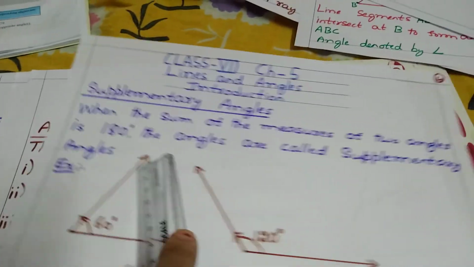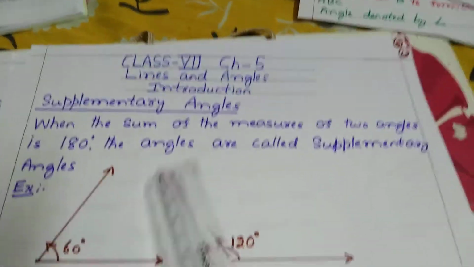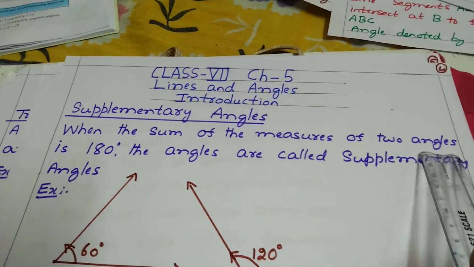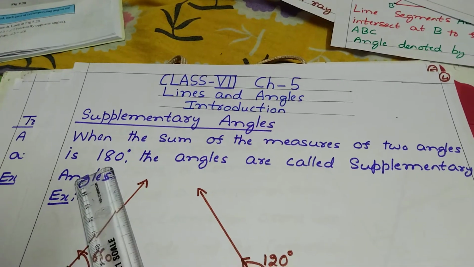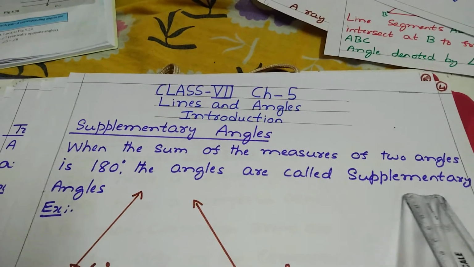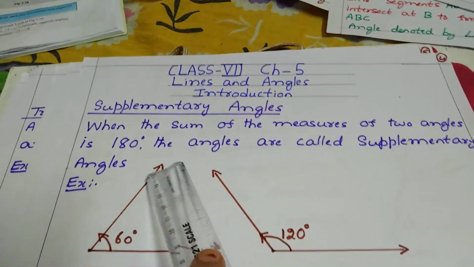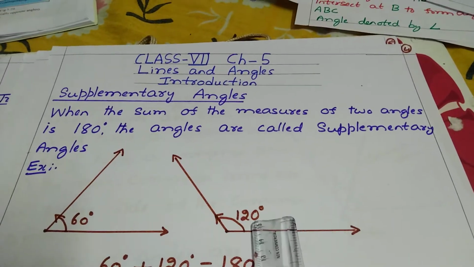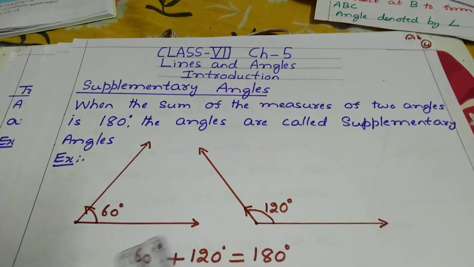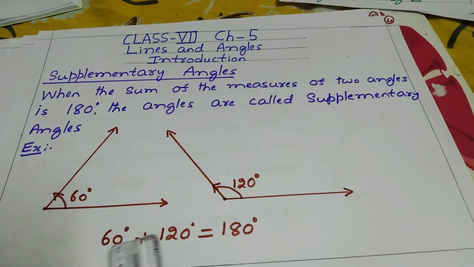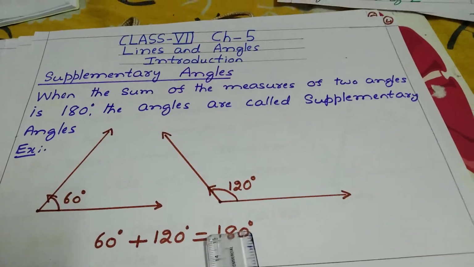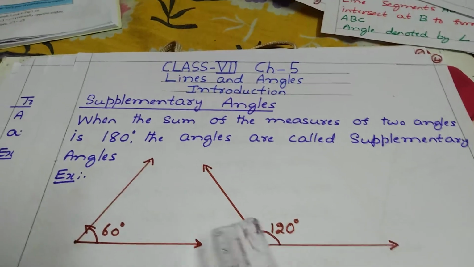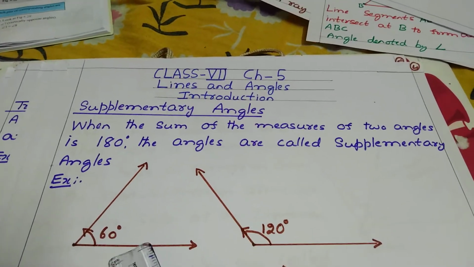Next, supplementary angles. What are supplementary angles? When the sum of the measures of two angles is 180 degrees, the angles are called supplementary angles. See, like that. One angle is 60 degrees and one angle is 120 degrees. If we add 60 plus 120 degrees, we get 180 degrees. If the sum of two angles is 180 degrees, we call them supplementary angles.